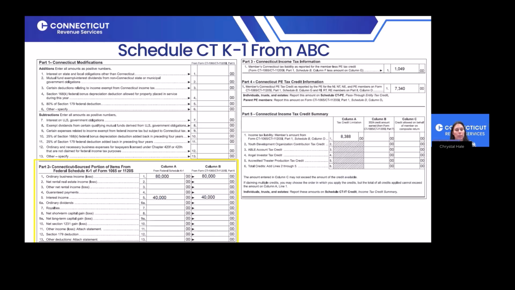In Part 2, Column B, that is the income from Connecticut sources. And in this example, it is 100% Connecticut. As you can see, Column A and Column B are equal to each other. So our Connecticut source income for ordinary business income is $80,000 as well. And our interest income is $40,000. Please note there's some additional information on this K-1 that we'll actually go over later in another example.